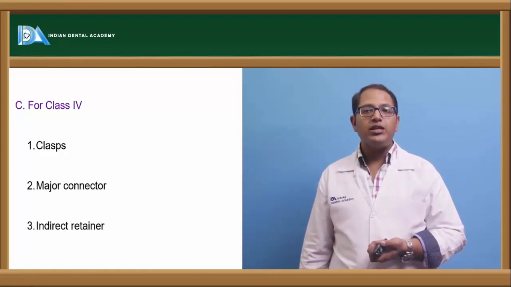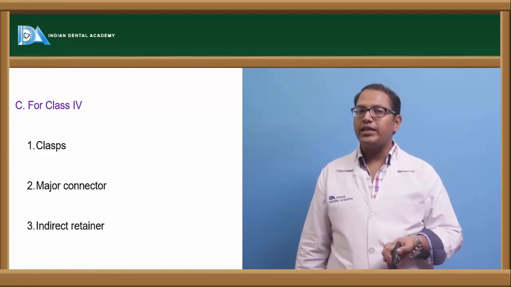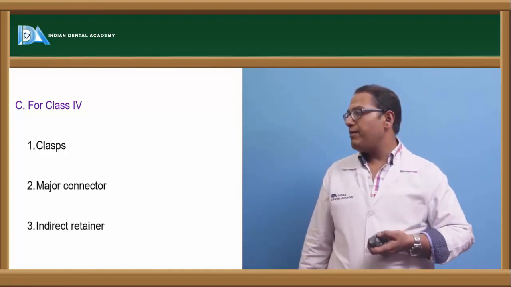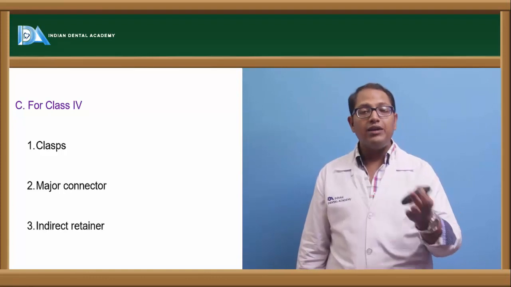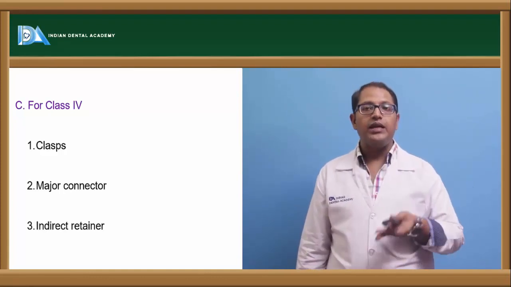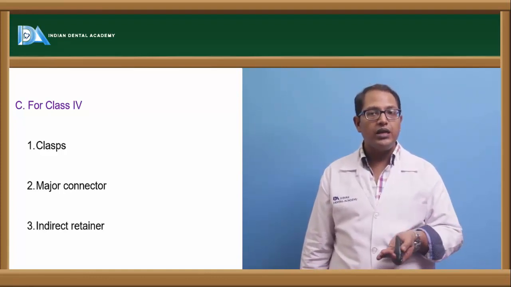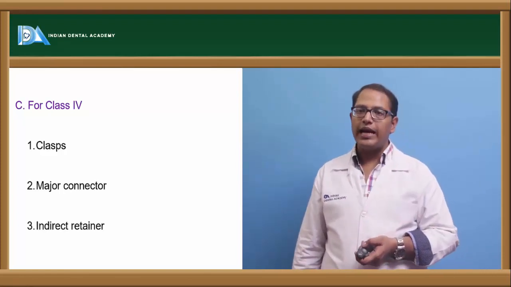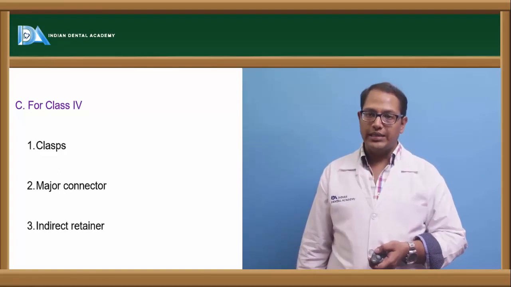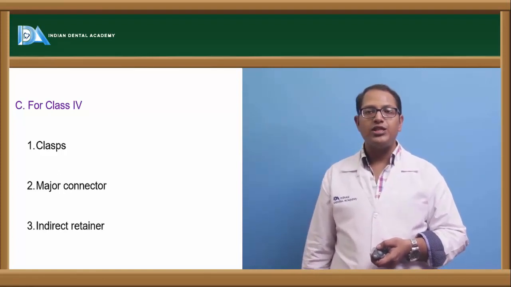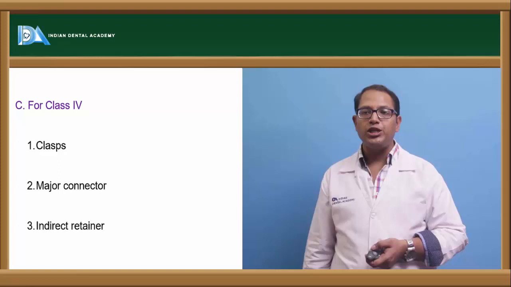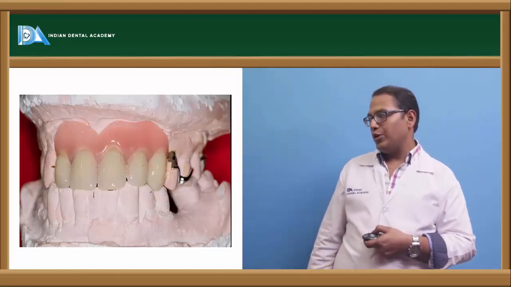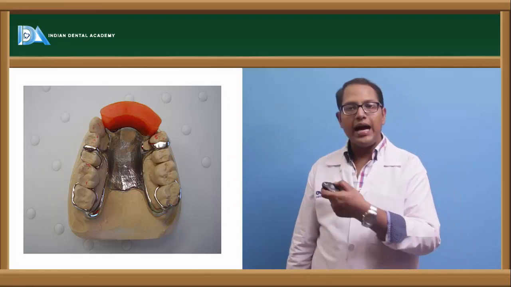For the major connector, how should it be? It should be rigid, and broad coverage should be considered. For example, in the maxilla, the palatal coverage should be entirely covered. The indirect retainer, how should it be? It should be located as far as possible from the fulcrum line to gain maximum stability. So these are all the considerations that we make for fabrication of the removable partial denture for class 4, or the entire designing based on that.